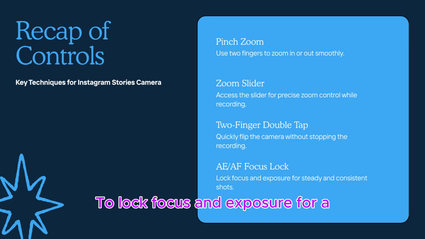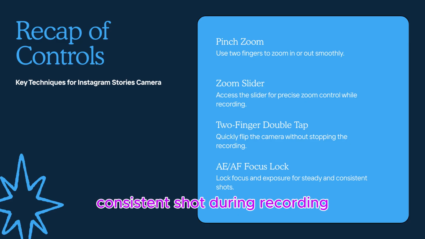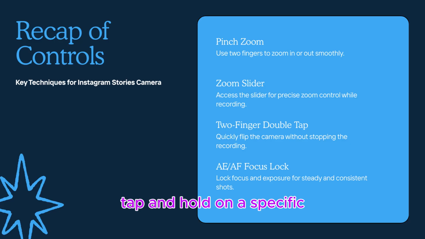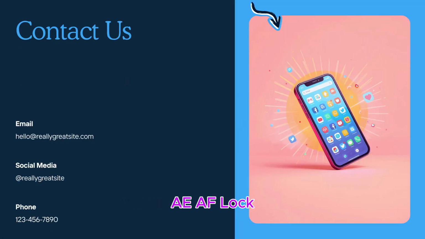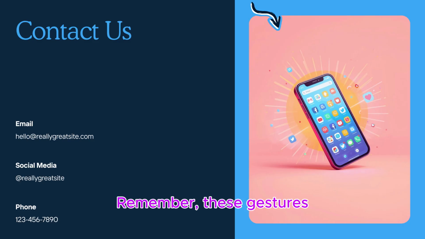To lock focus and exposure for a consistent shot during recording, tap and hold on a specific part of the screen until an AE/AF lock indicator appears. Remember, these gestures work while you are actively holding the record button to capture video.